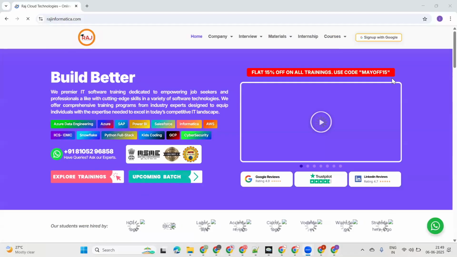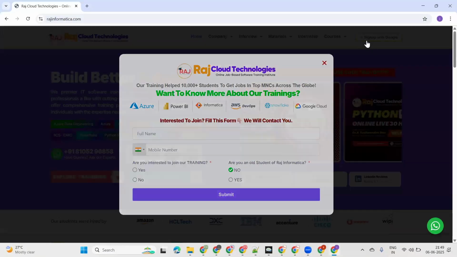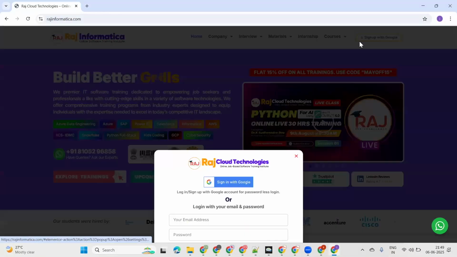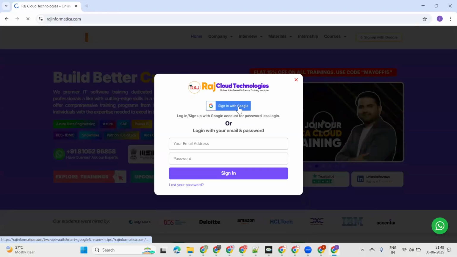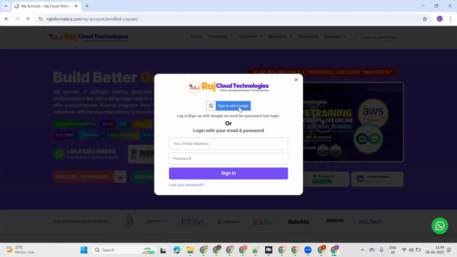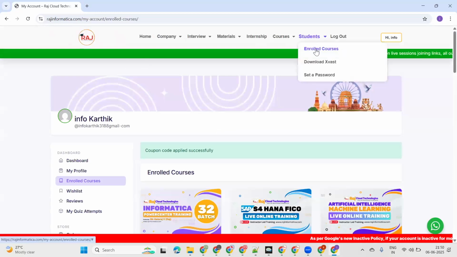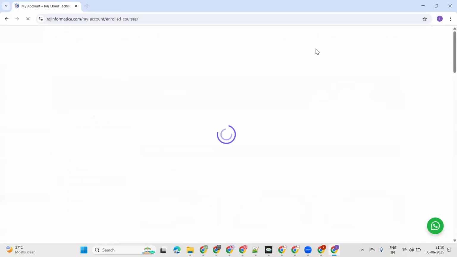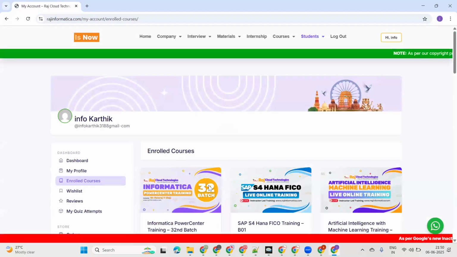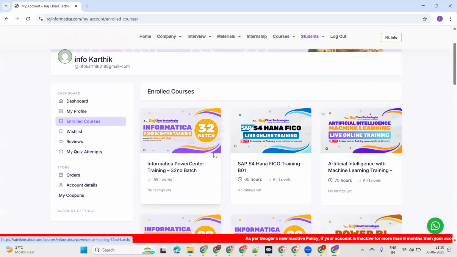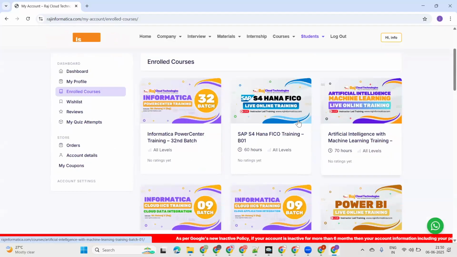So this is our website. Click on sign up with Google. You can click on right side top corner, sign up with Google. Again here, sign in with Google. Okay. So you can just see, I can go to the students here, click on enroll courses. If you click on enroll courses page, your course will be here. As I am the admin here, I have all courses access.